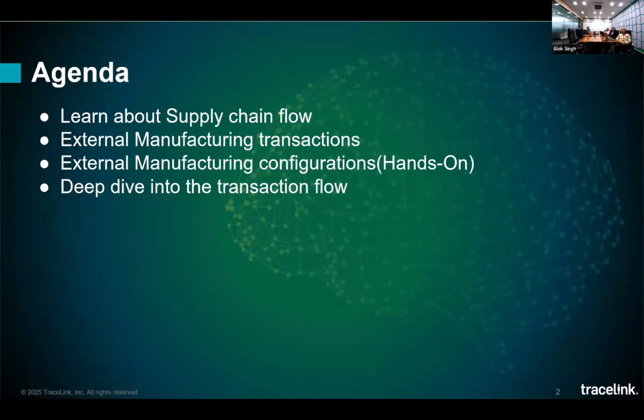We'll start with learning the supply chain flow, a couple of slides on that, and then we will learn the external manufacturing transactions. As far as transactions are concerned, Beth sends out monthly Mint updates. In those updates, there is a presentation that talks about the various transaction types. I've taken those slides from there and put them here, for external manufacturing transactions only. We'll go through it quickly because if you want details of the transactions, we can refer to those slides. We will spend a lot of time on the hands-on configurations.